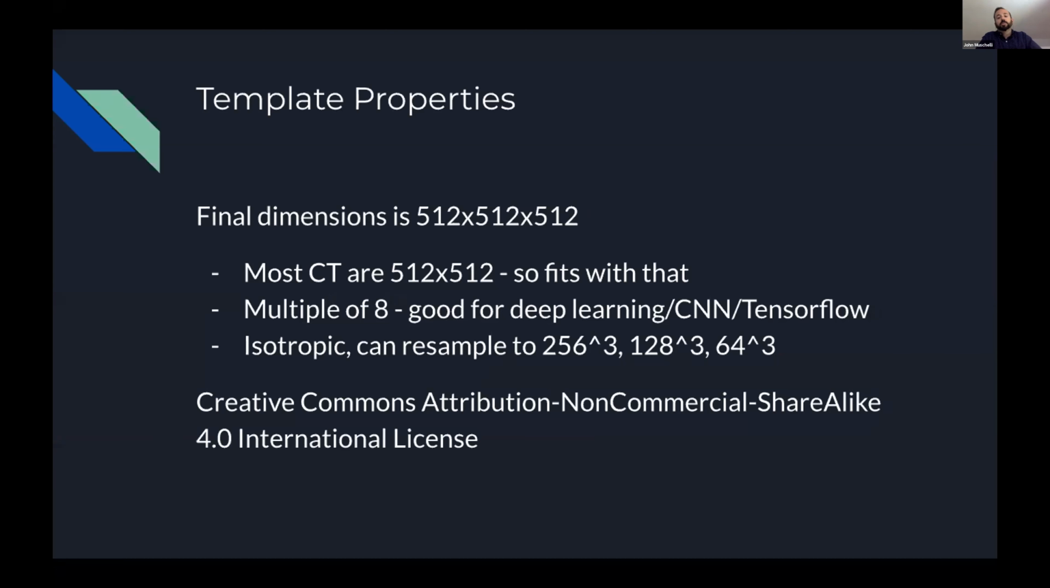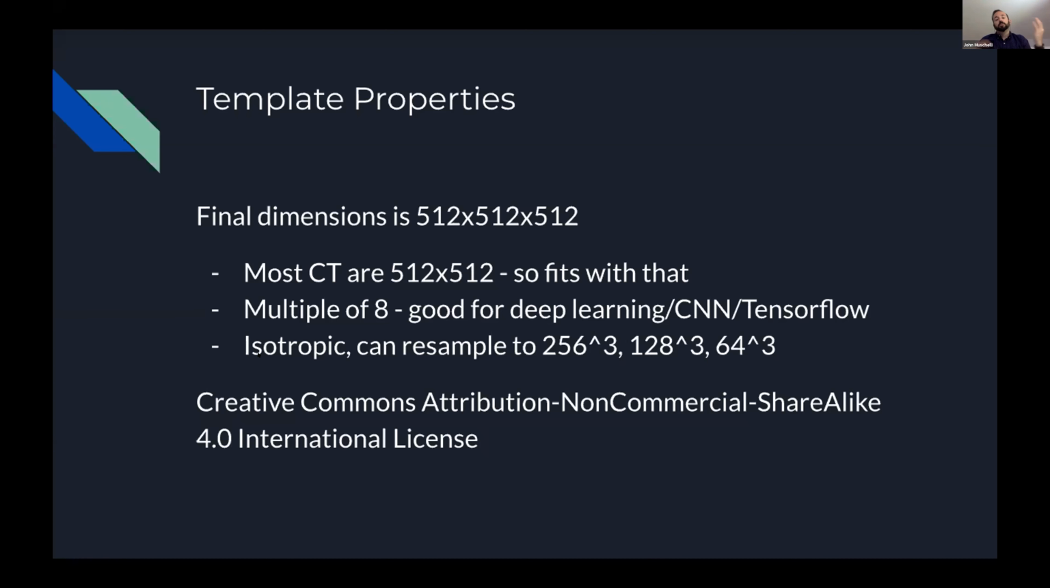But I think the applications for this that are really exciting are deep learning. So one, the final dimensions of the image is 512 cubed. And the reason that's important is because image sizes and patches are good to have as a multiple of 8 for the way the architecture works for GPUs and deep learning, especially convolutional neural networks, which we're doing a lot in imaging and especially in the TensorFlow framework. Most CT scans by default are 512 by 512. Again, the Z direction is a little bit different, but this fits directly in there.